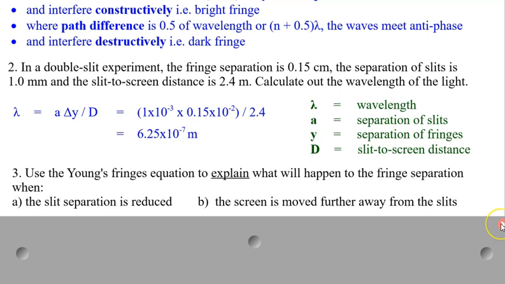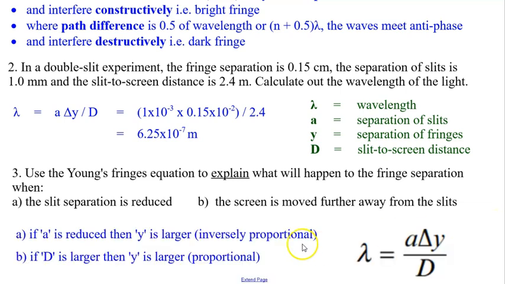Also, we need to consider what would happen if we make certain changes. So very often the exam question might say, if you reduce the slit separation. Now this is a good idea. The reason why is because reducing the slit separation a would increase the fringe separation y. And we can make reference to this formula here, because the slit to screen distance in part a doesn't change.